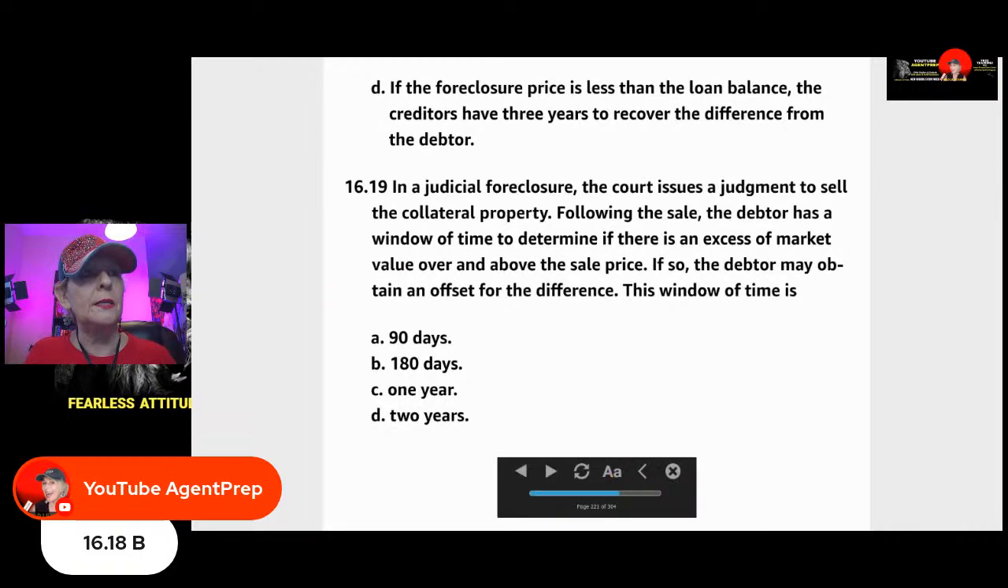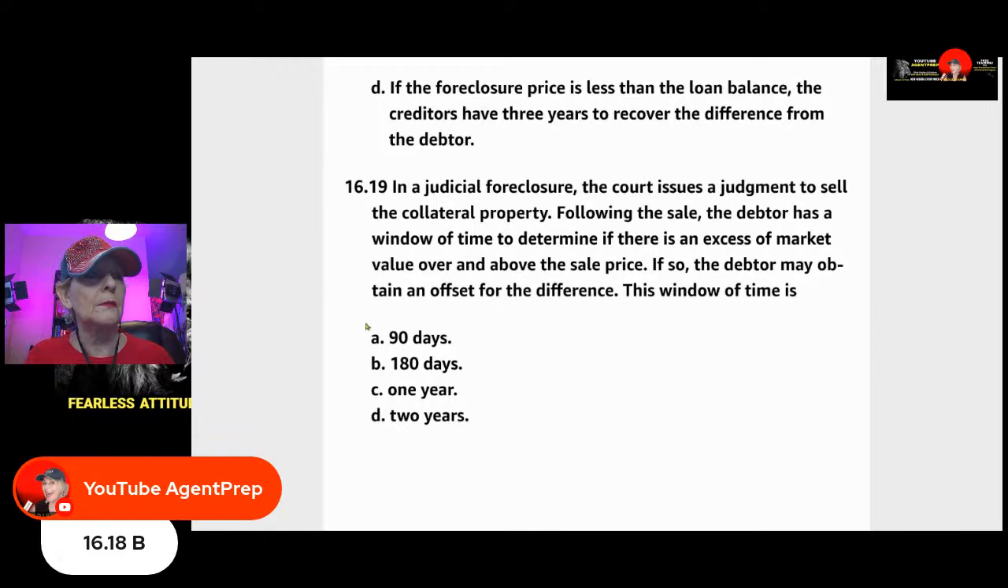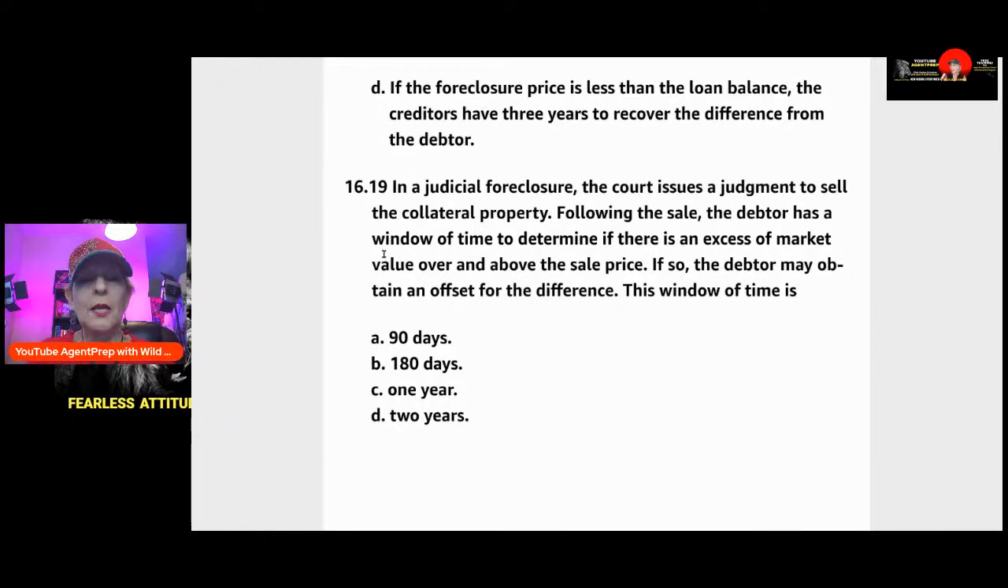Okay, number 19. In a judicial foreclosure, pay attention, doesn't say non-judicial. Now it says judicial foreclosure. The court issues a judgment to sell the collateral property. What kind of property? Collateral. What is collateral? Look it up. Following the sale, the debtor has a window of time to determine if there is an excess of market value over and above the sale price. If so, the debtor may obtain an offset for the difference. This window of time is what? A, 90 days, B, 180 days, C, 1 year, or D, 2 years.